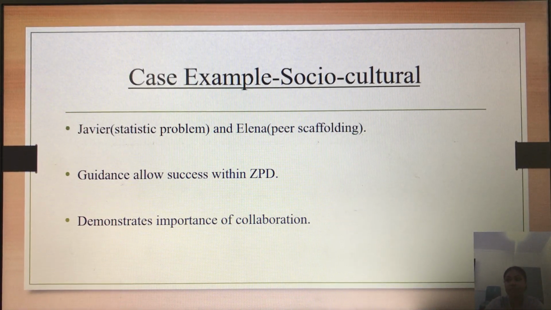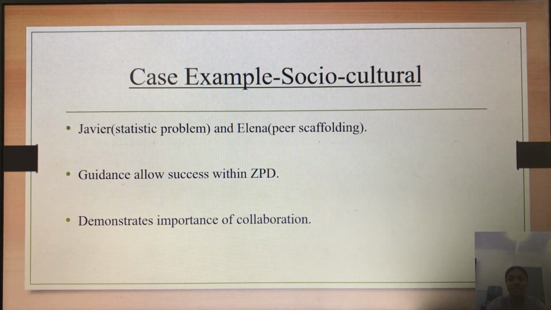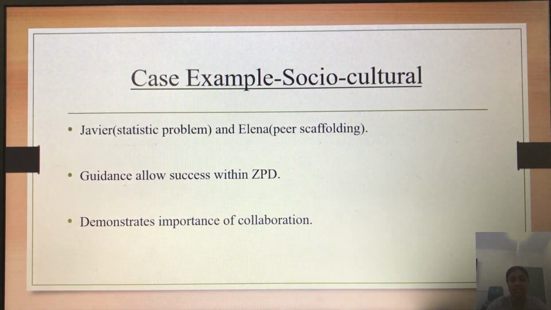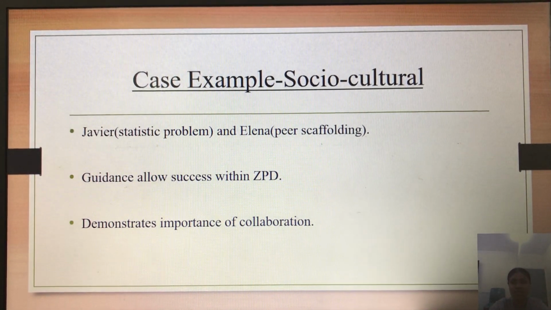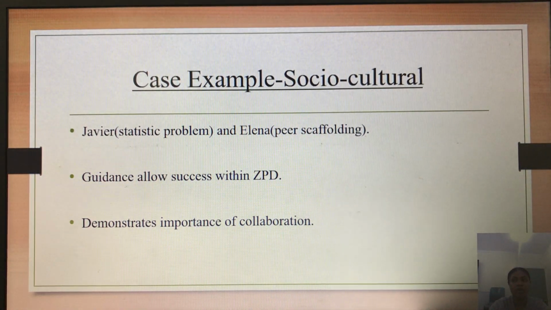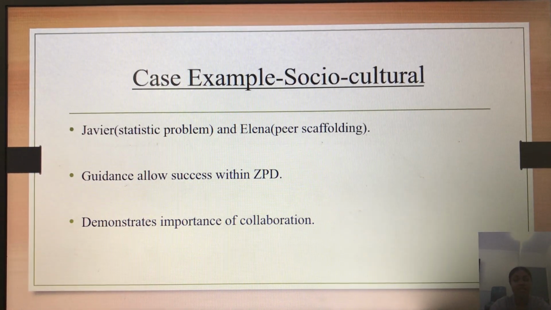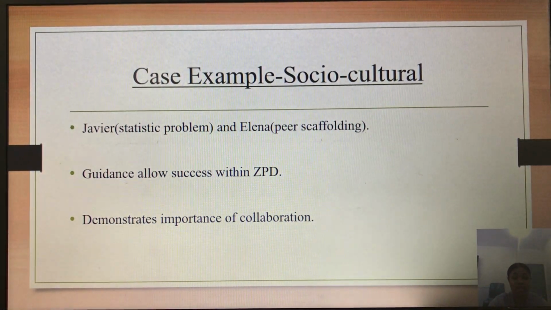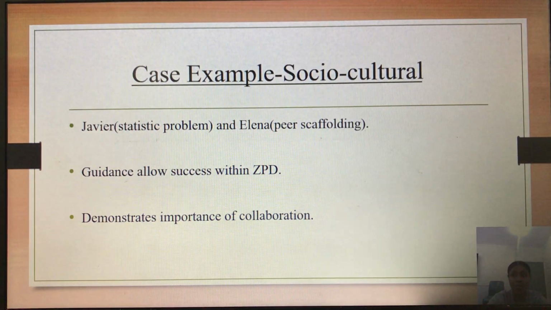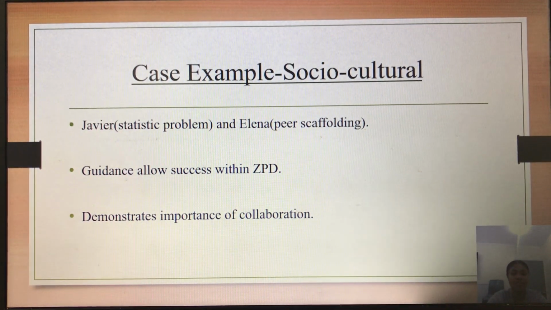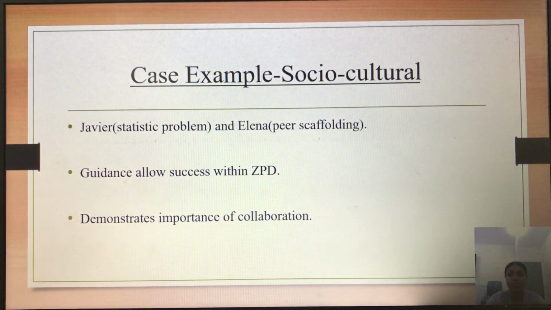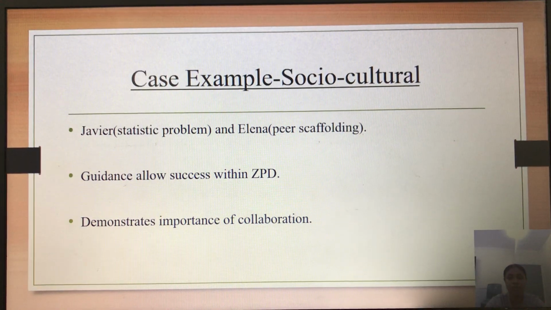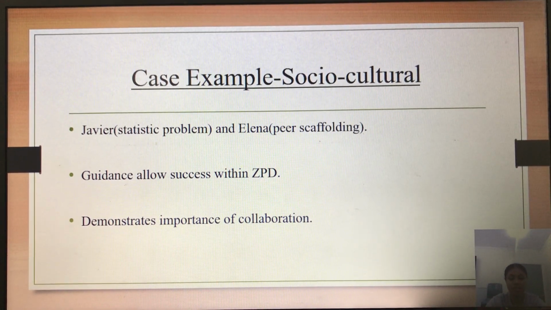Lastly, Java was struggling with a statistics problem. Elena guided him step by step without giving him the full answers. With her support, Java was able to complete it. This shows scaffolding within the ZPD, where social interaction enabled learning. So this is one example of the ZPD, or zone of proximal development.